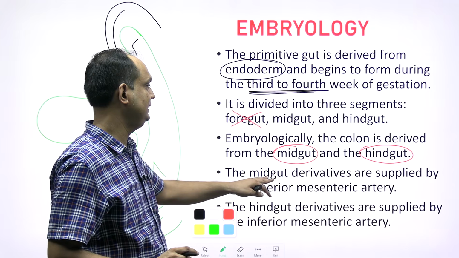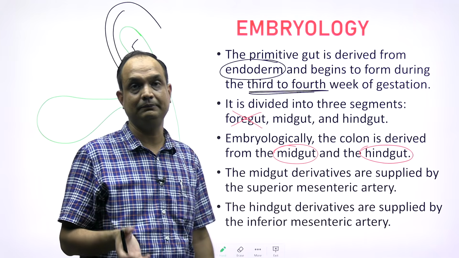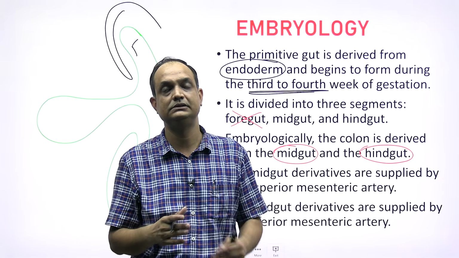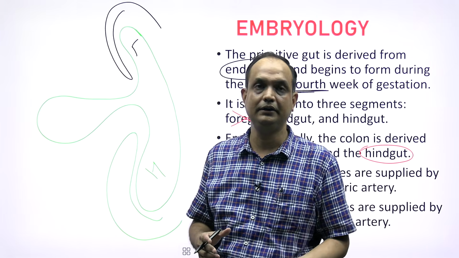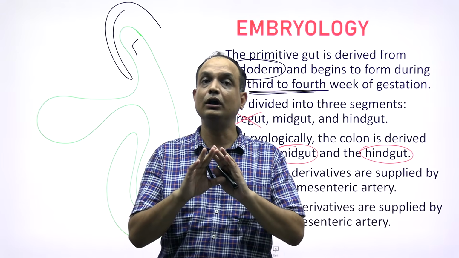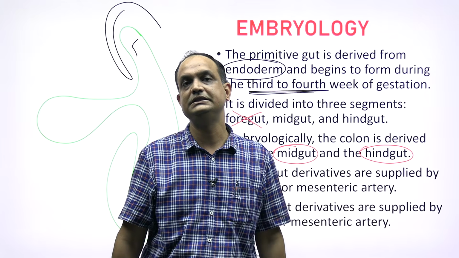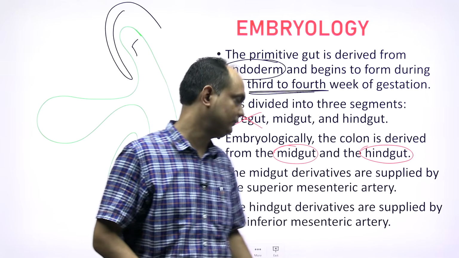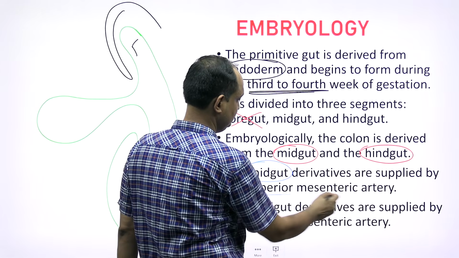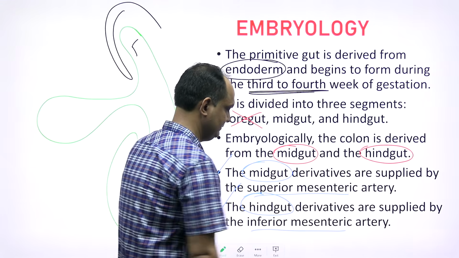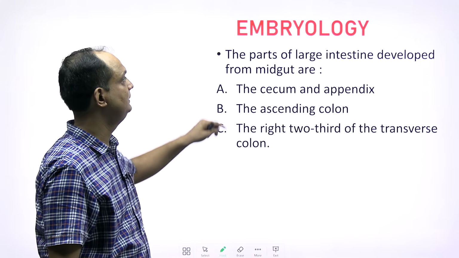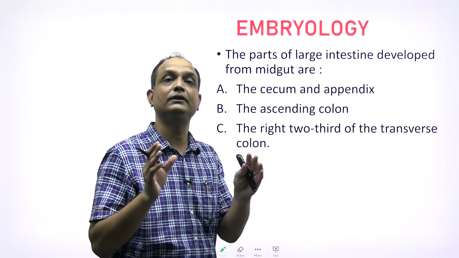Now for the blood supply, you know that the ventral surface of the aorta gives 3 major blood vessels: the celiac trunk, superior mesenteric artery, and inferior mesenteric artery. Remember that the superior mesenteric artery supplies all the derivatives of the midgut, and the inferior mesenteric artery supplies all the derivatives of the hindgut. So midgut derivatives are supplied by the superior mesenteric artery, and hindgut derivatives by the inferior mesenteric artery.